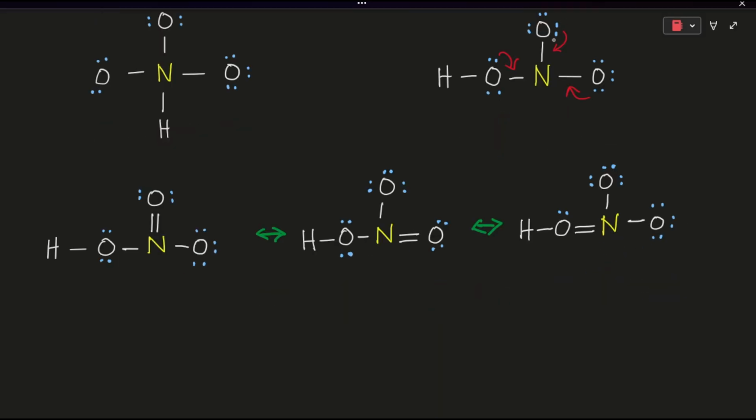Now, if we are to have this lone pair converted into a bond, we could have this Lewis structure. And with this Lewis structure, hydrogen has 2 electrons in its valence shell. It has satisfied the duet. This oxygen has 8 electrons in its valence shell. It has satisfied the octet.